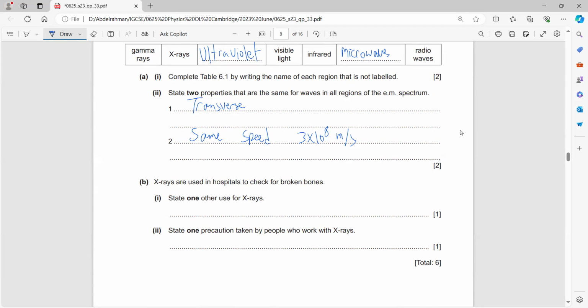State one other use for X-rays. For teeth. If, for example, in airports when they check the bags, yes, that's much better. The security checks.